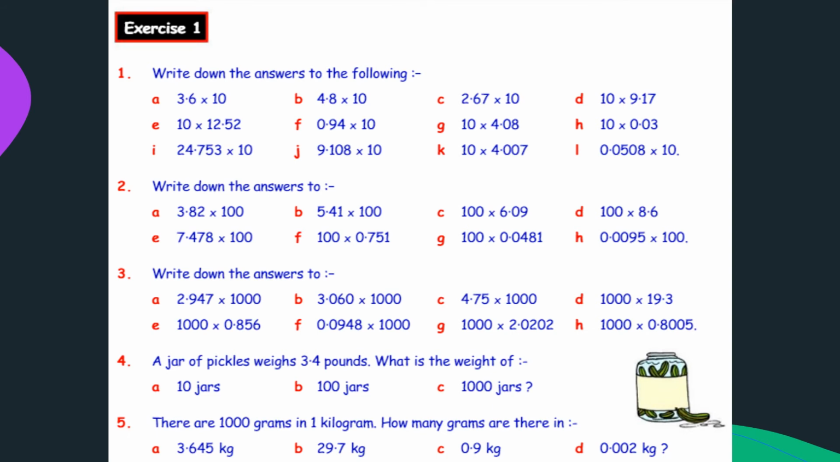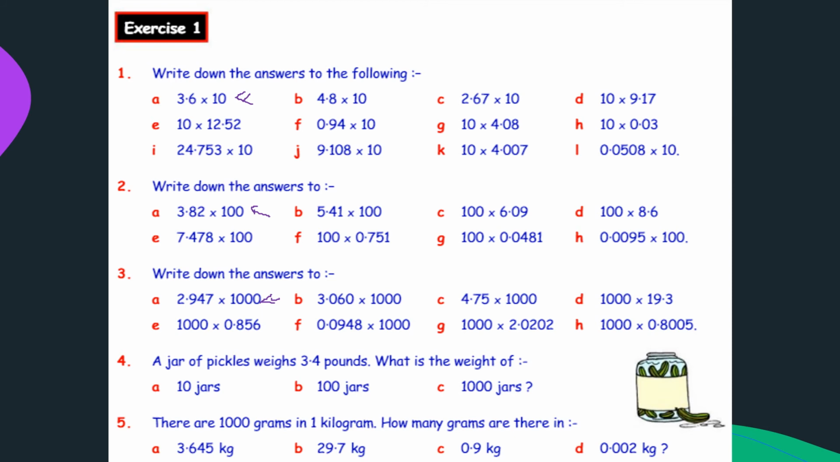In 2, we're multiplying by 100. So 2a, 3.82 becomes 382 because we've got two numbers. If you notice, 10 has got 1 zero, 100 has got 2 zeros and 1000 has got 3 zeros. Now the reason I'm pointing that out is that's how many numbers jump over the decimal point. So 10 has got 1 zero, so one number jumps over the decimal point. 100 has got 2 zeros, so 2 numbers jump over the decimal point. And 1000 has got 3 zeros, so 3 numbers jump over the decimal point.